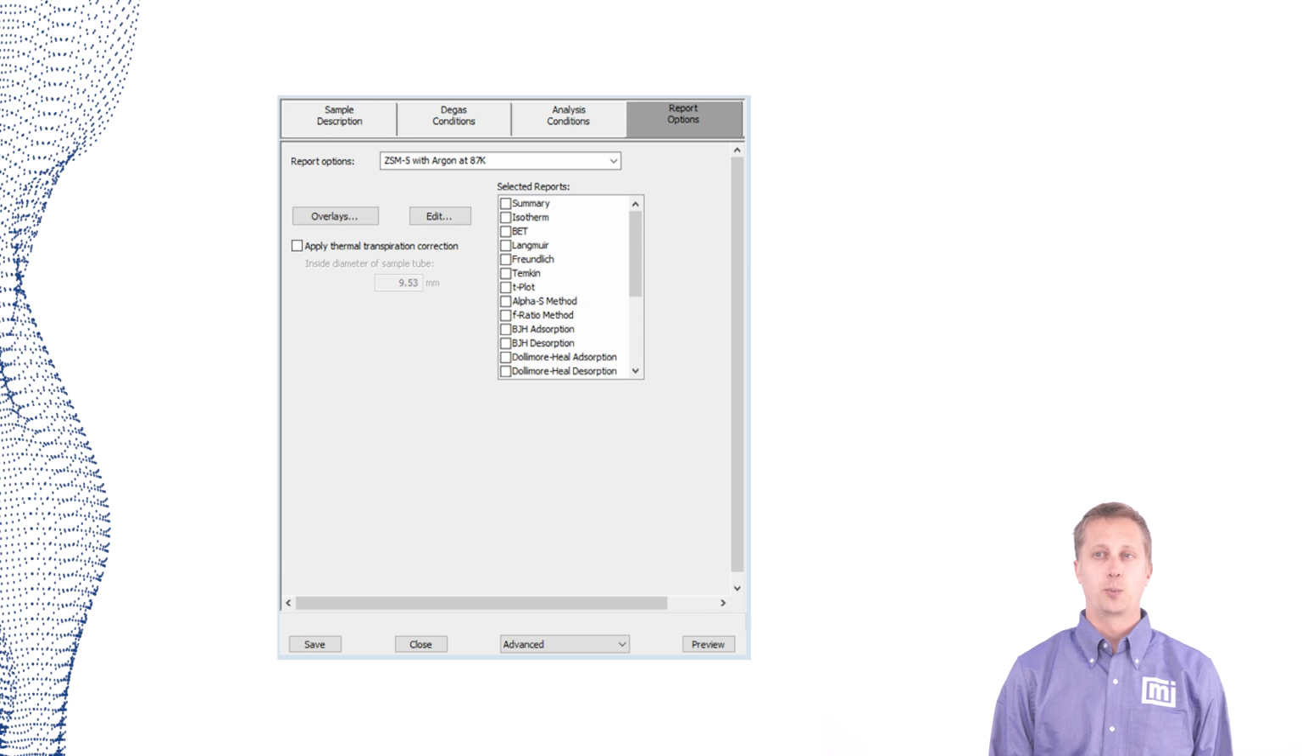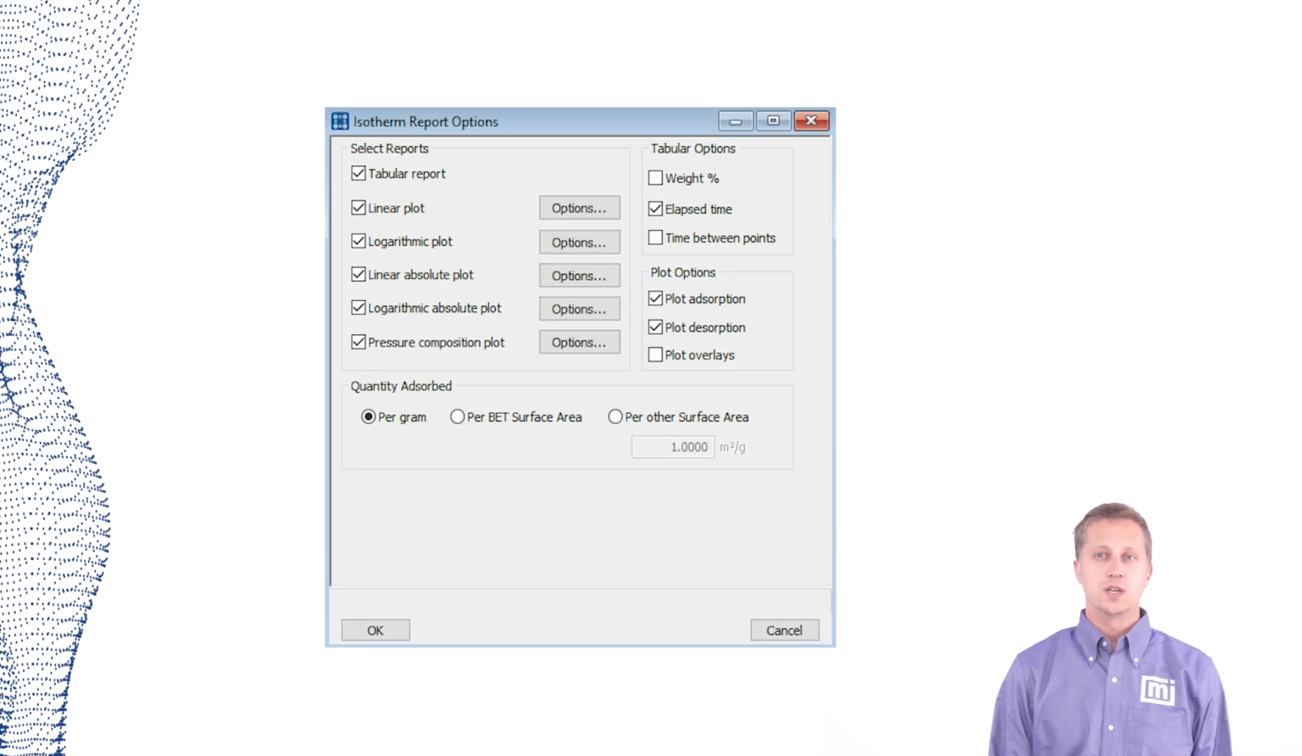There are a variety of different report options for determining surface area, pore volume, and pore size distribution, which is shown on the screen now. First, we'll look at the isotherm report. The information shown here describes what type of data you'd like presented. There's a variety of tabular reports as well as reports for plotting linear or logarithmic plots using the P/P0 axes, as well as absolute plots where you prefer to look at the absolute pressure units.